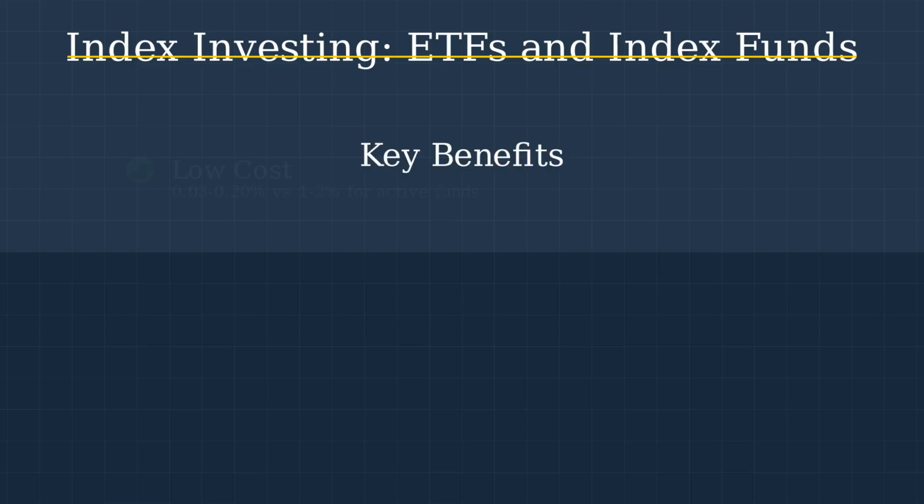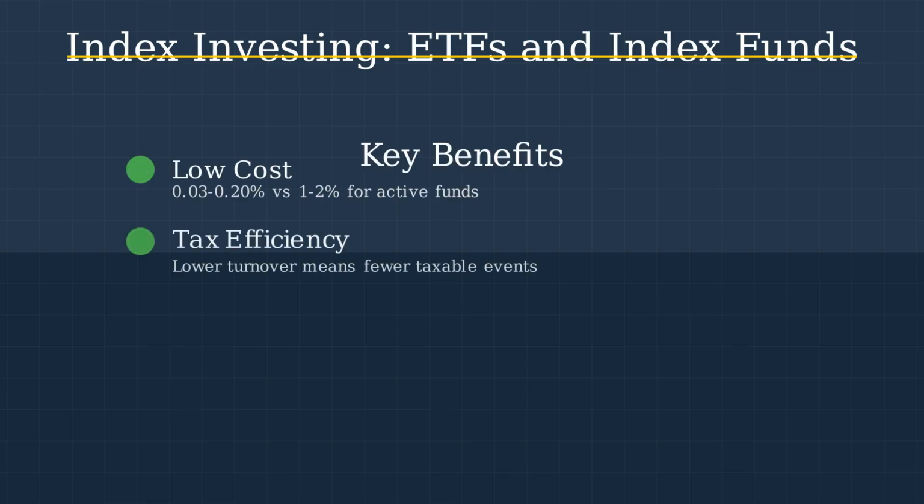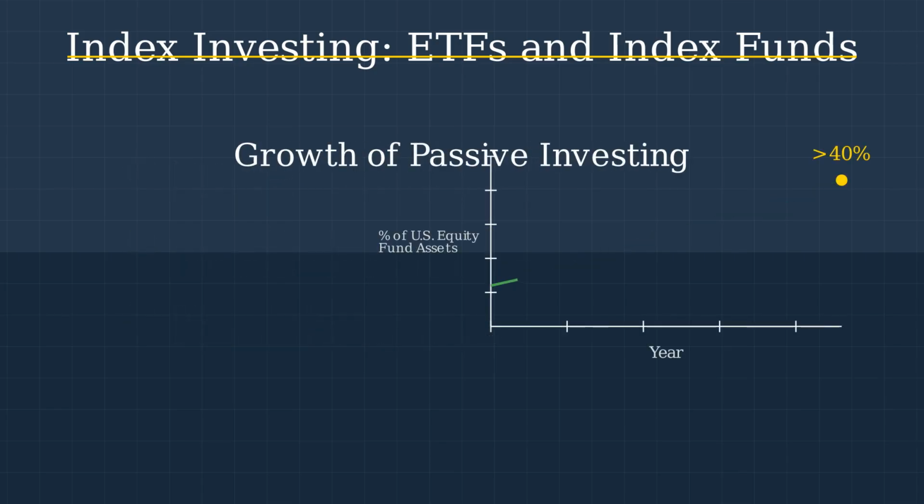Index investing offers three key advantages: low costs, with expense ratios as low as 0.03% compared to 1% or more for actively managed funds; tax efficiency through lower portfolio turnover; and instant diversification across hundreds of companies. These advantages have driven dramatic growth in passive investing. Since 2000, the share of U.S. equity fund assets in passive strategies has more than tripled, now exceeding 40% of all U.S. equity fund assets.